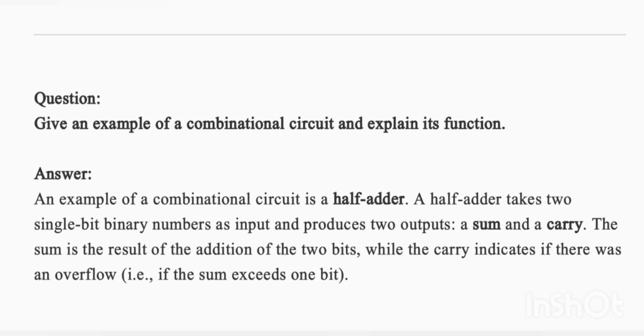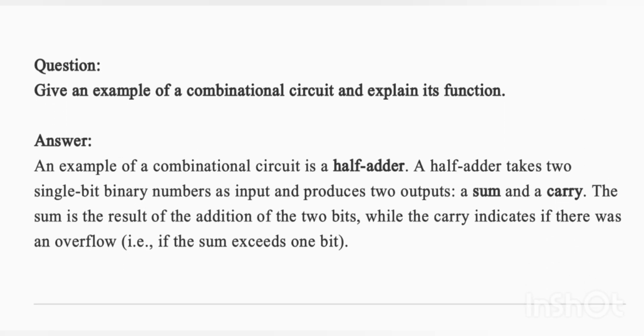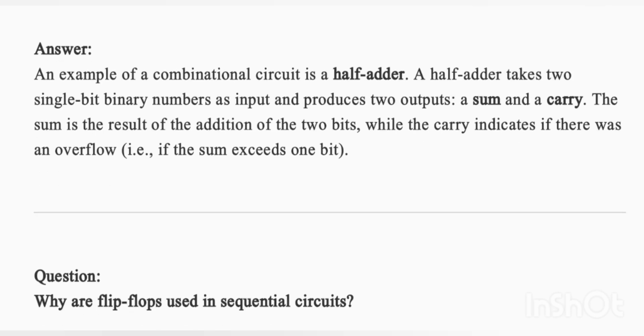Question: give an example of a combinational circuit and explain its function. Answer: an example of a combinational circuit is a half adder. A half adder takes two single-bit binary numbers as input and produces two outputs, a sum and a carry. The sum is the result of the addition of the two bits, while the carry indicates if there was an overflow, i.e., if the sum exceeds one bit.